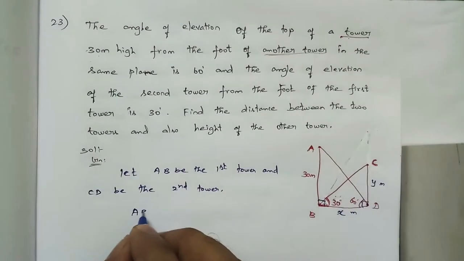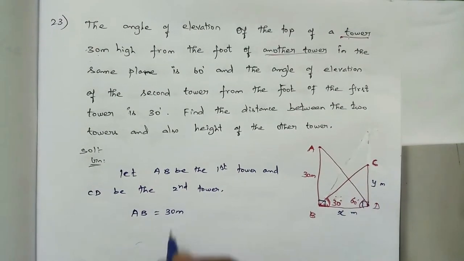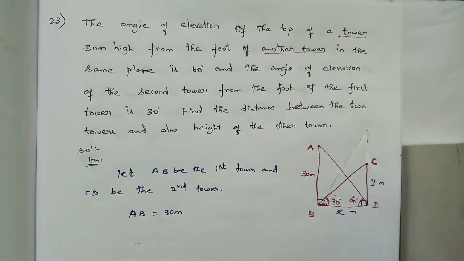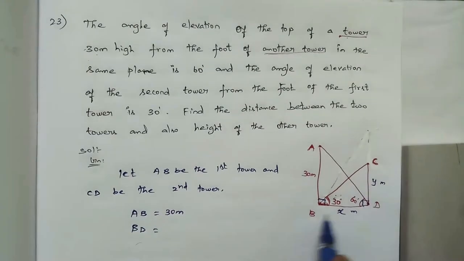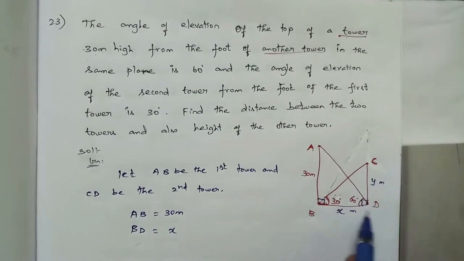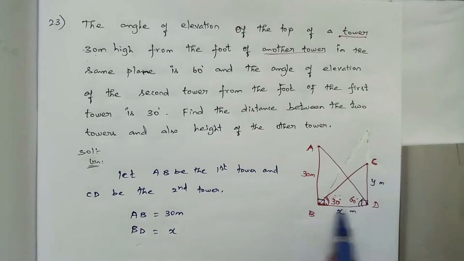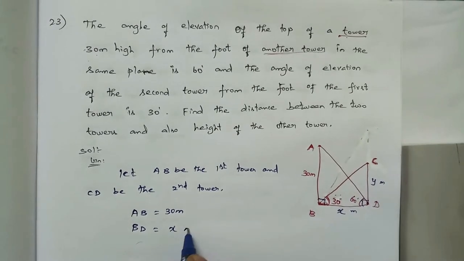So AB is equal to 30 meters. And the remaining we are going to assume. BD is X meters. What is BD? The distance between the foot of the two towers, right? BD is equal to X meters.